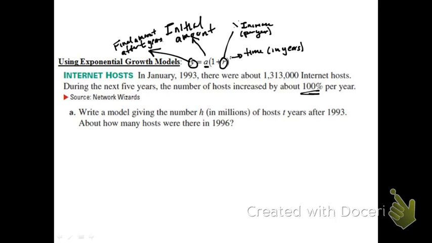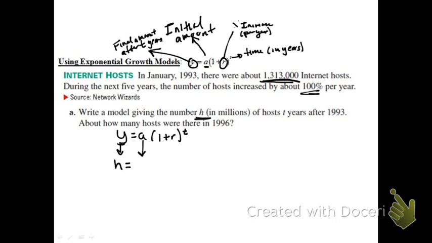Well, we're going to try to use this formula, y equals a times 1 plus r to the t power. Now in this case, they want to give the number h in millions of hosts after t years go by, or after 1993. So instead of y, let's use the notation h. We're measuring in millions. Now, the starting amount, they do tell us in 1993, which is our starting year, there were 1.313 million internet hosts.